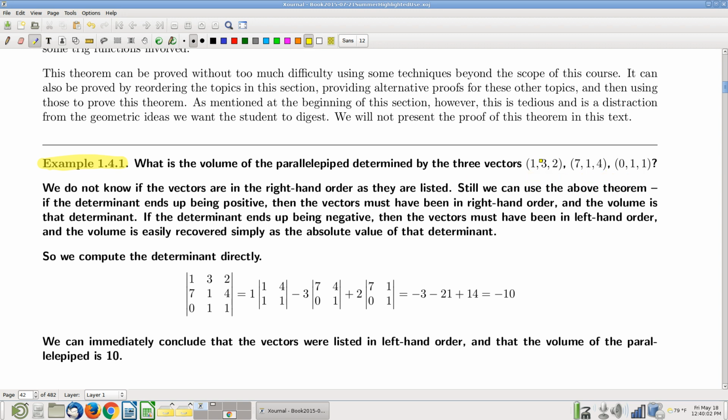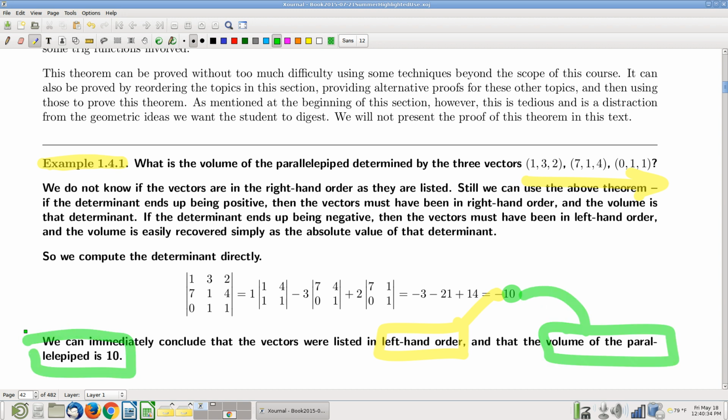But taking these three vectors, 1, 2, 3, 1, 2, 3 to make a matrix. Take the determinant, usual formula, you get negative 10. That tells you two things. The minus sign tells you that this list in that order is a left-hand order, right? And the magnitude, namely 10, tells you the volume is 10. The volume of the parallelepiped defined by those vectors. So, super convenient computation.